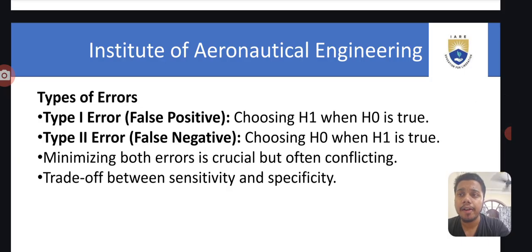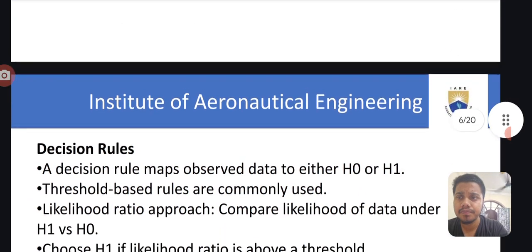Types of errors. Type 1 error, which is a false positive, is choosing H1 when H0 is true. Type 2 error, a false negative, is choosing H0 when H1 is true. Minimizing both errors is crucial but often conflicting. There is a trade-off between sensitivity and specificity.